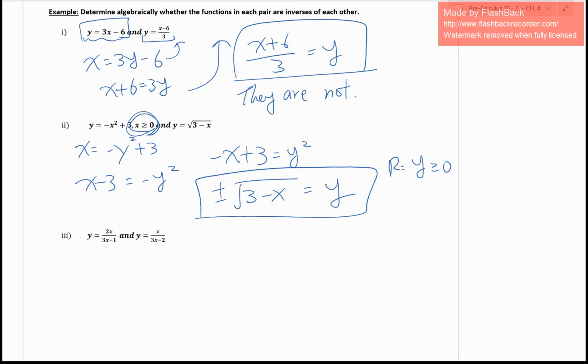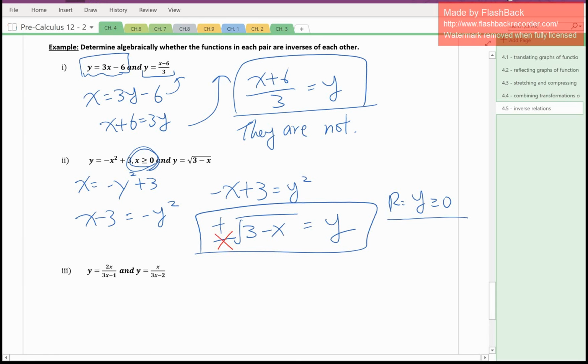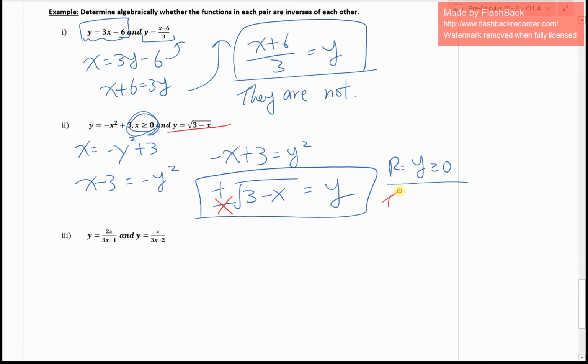So now, if we look at our equation right here at the end, which one should we choose? Should we choose the positive one or the negative one? Well, if we want the range to be greater than or equal to 0, then we have to choose the positive one. So we have to use this. I'm not going to erase it, I'll cross it out. We have to choose the positive one because the range has to be greater than or equal to 0, which is exactly what we have over there. So yes, they are inverse of each other.